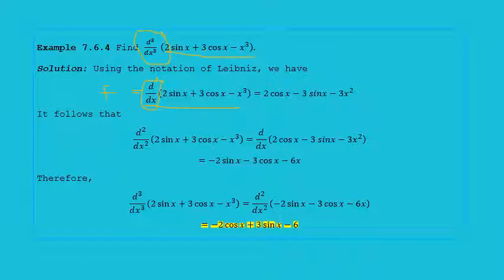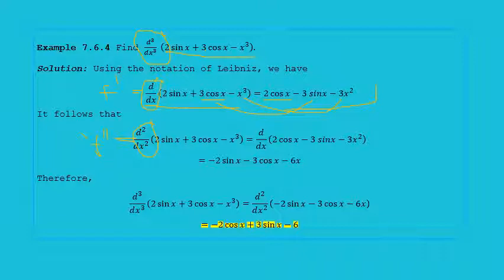So, f prime of x. The derivative of 2 sin x is 2 cosine x. The derivative of 3 cosine x is negative 3 sin x. The derivative of x cubed is 3x squared. Okay, so that is the first derivative. Next, the second derivative, because the notation is d squared. This is our f double prime.